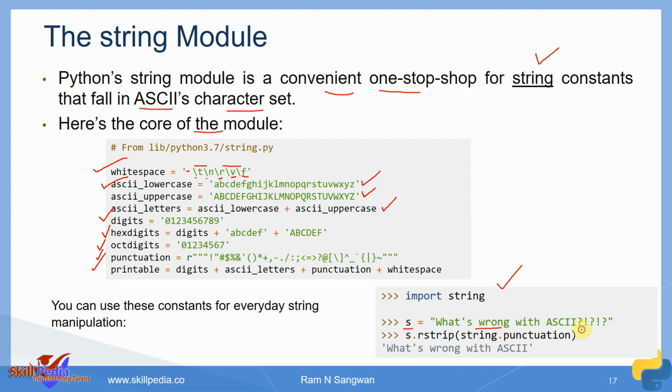What's wrong with ASCII? Now when you type this, are they ASCII characters? When you try rstrip punctuation, what we are doing is using a function to strip punctuation marks from the characters. So when you try printing it, it will display only the text part of it. Strip means remove the punctuation marks, all of them. R means from the right side, strip the punctuation marks and display the characters only.